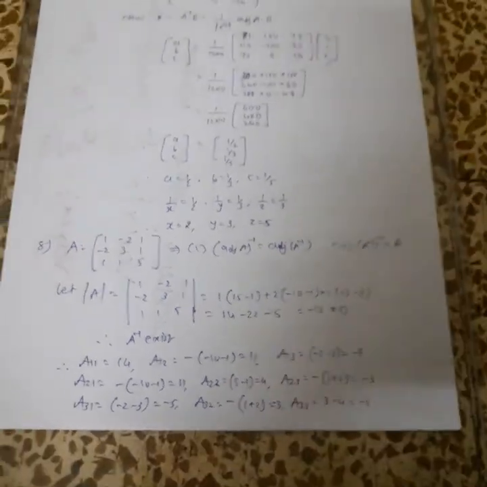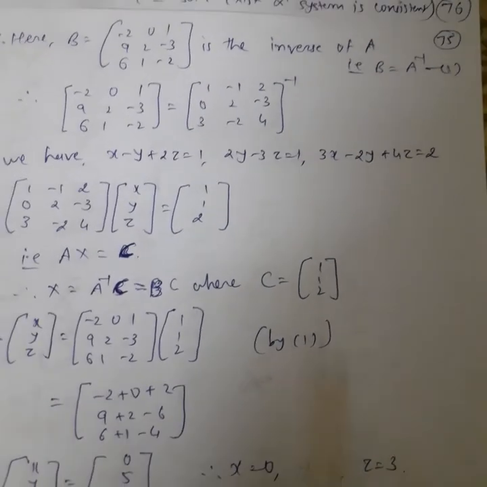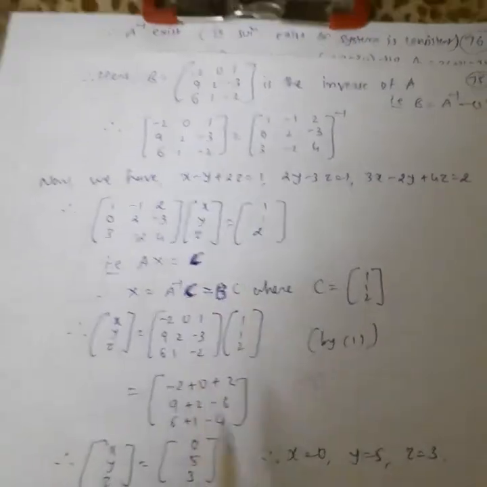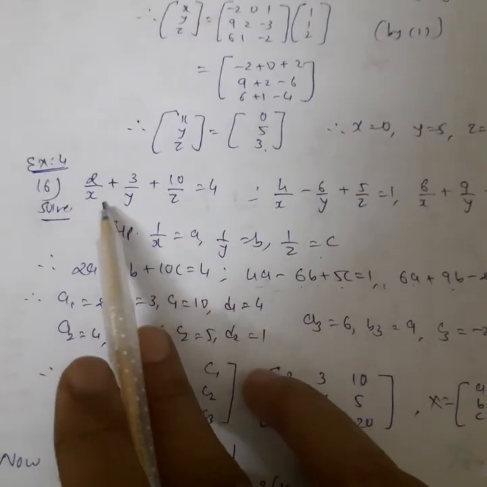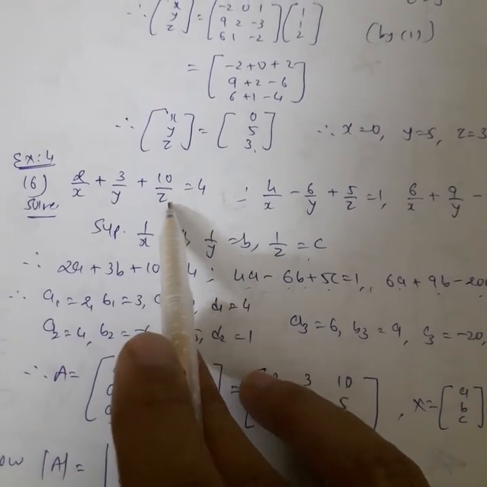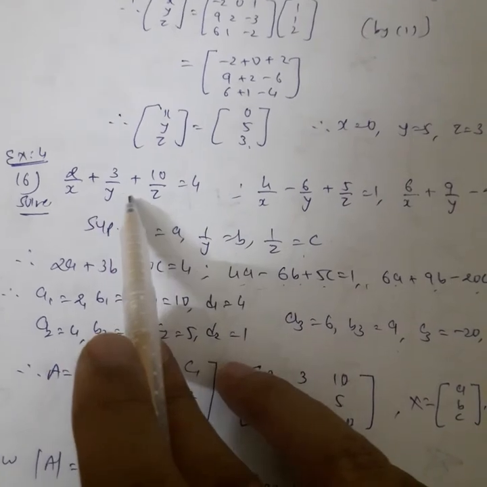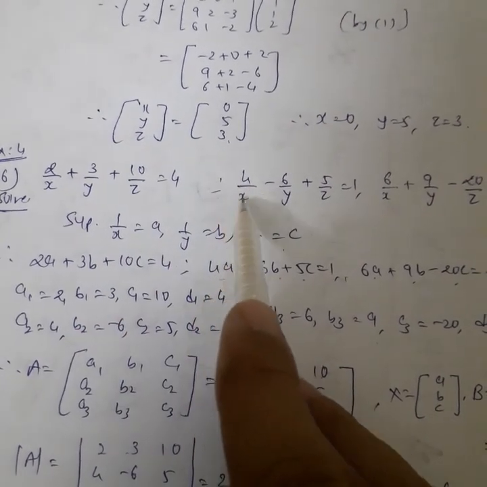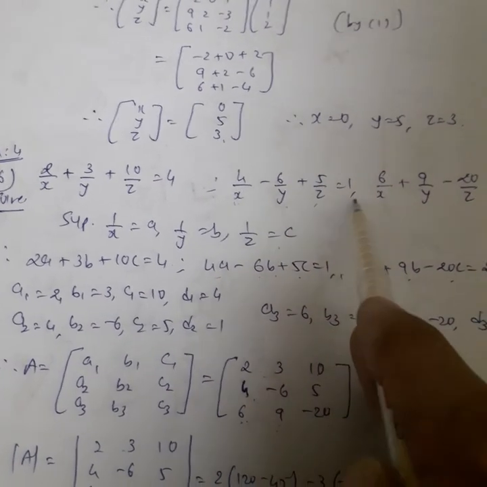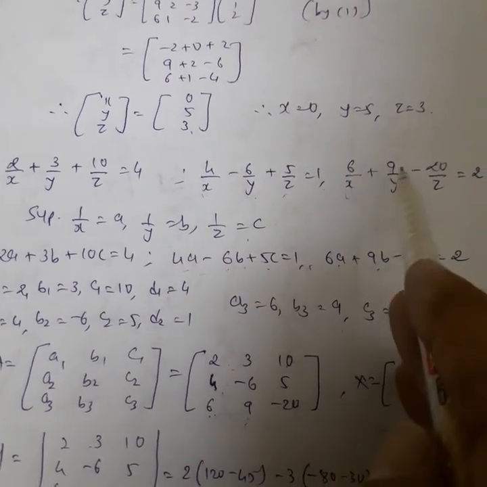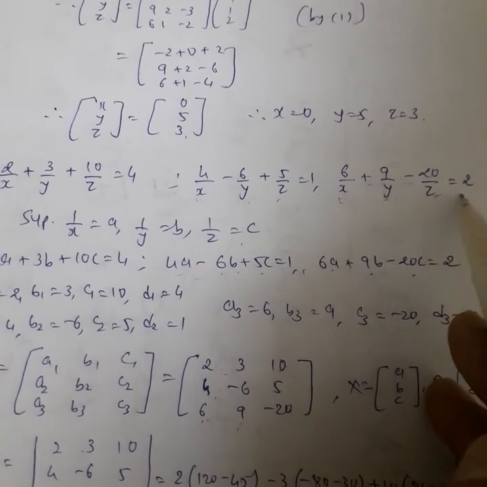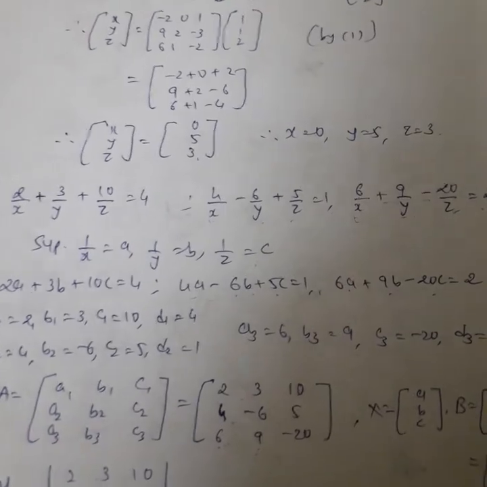And we substitute these values in these equations: x is 2, y is 3, z is 5. So 2 by 2 is 1, 3 by 3 is 1, 10 by 5 is 2, 1 plus 1 plus 2 is 4. Next, 4 by 2 is 2, 6 by 3 is 2, 2 cancels, 5 by 5 is 1. Next, 6 by 2 is 3, 9 by 3 is 3, 3 plus 3 is 6, and 20 by 5 is 4, 6 minus 4 is 2. All these equations are satisfied, which means our answer is correct.